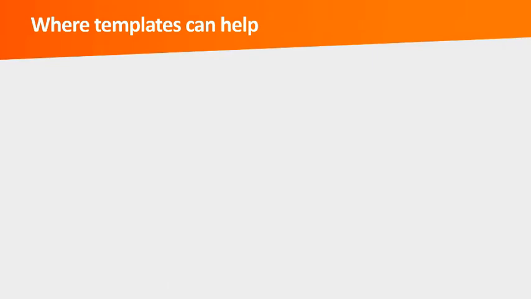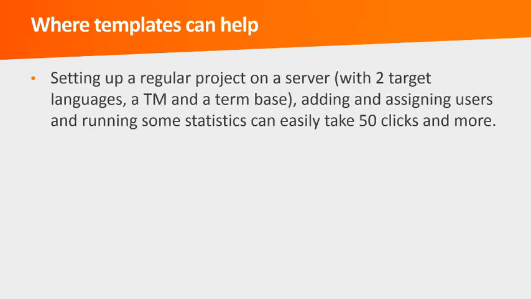And I did a small test. I set up an online project, and I just counted how often I had to click to set it up with 2 target languages, to have a translation memory in there, to have a term base, to add the users, or assign the users, and then run some statistics on the project. Really simple tasks, not much settings. And it took me about 50 clicks. Depending on how many languages you have, how many users you want to assign, it might be a lot more.